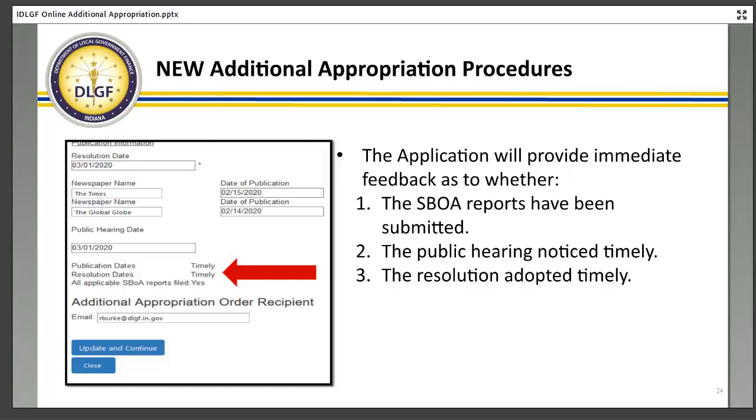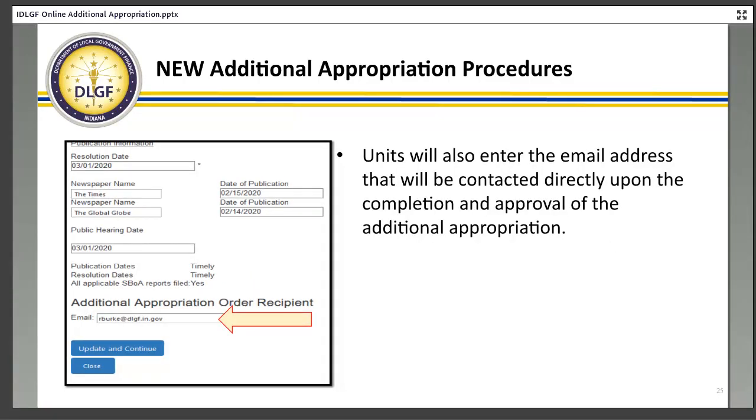With the application, as soon as you've typed in the information, the department is able to confirm and provide feedback that there aren't a sufficient number of days between the date of publication and the public hearing. With that immediate feedback, if there's a change that you need to make, we can make that change without stopping the process and then sending that information back to you. So we're hoping that being able to provide that instantaneous feedback cuts down on the amount of time it takes to work through an additional appropriation.